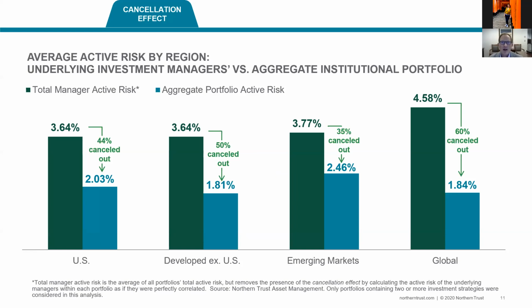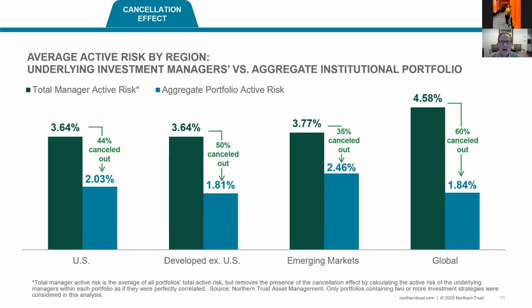But when you look at the number of managers that make up these portfolios, why this is occurring is obvious. EM portfolios tend to have relatively few managers, whereas global portfolios tend to have a lot. So the more managers you have in the mix, the more severe your cancellation tends to be. Net across global portfolios, more than 60% of your active risk is being canceled out. Again, a dead weight loss to your portfolio.